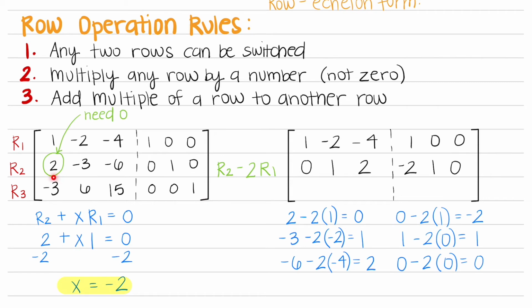Now let's move on to our row 3. For that first term in row 3, we also need it to be a 0, because you see on the right we have a 0 there. So to make that negative 3 a 0, we would again look at our row operation rules and see which rule can be applied. Rule 1, any two rows can be switched. We can't switch any of these rows to get a 0, so that doesn't work. Rule 2, multiply any row by a number that's not 0. Again, the same thing, it doesn't work. And rule 3, add a multiple of a row to another row.